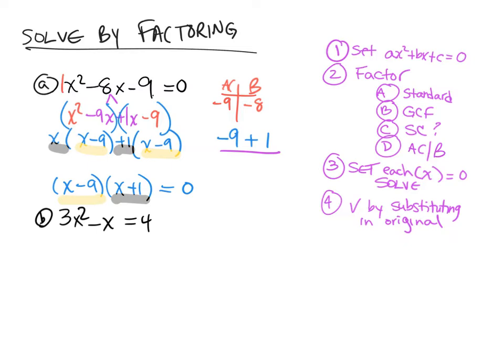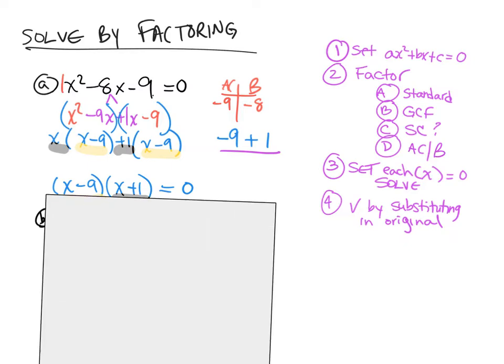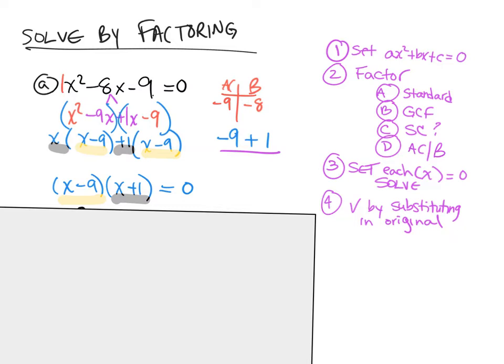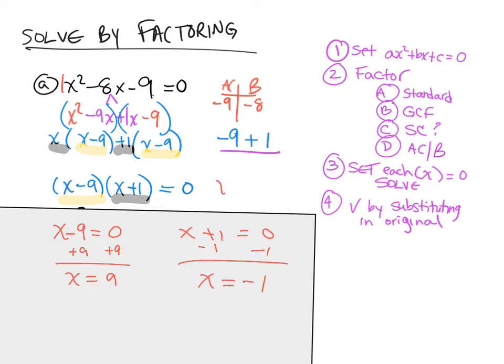From that, you would then set each parentheses equal to 0, because I am actually solving for the x value, not just factoring. Then when you do that, you would say x minus 9 is equal to 0, which means that x is equal to 9. x plus 1 is equal to 0, subtract 1, so x is equal to negative 1. So that means that your values of x are x1 is equal to 9, and x2 is equal to negative 1.